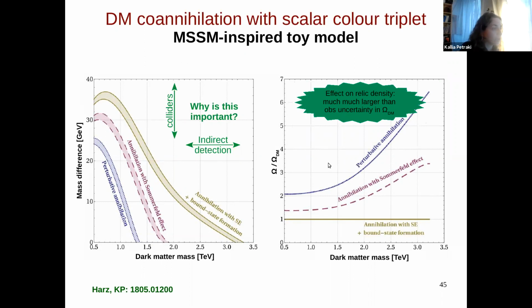And if we also care to tell how important this effect is with respect to the observed dark matter density, the width of the bands here is the 3 sigma experimental uncertainty in the dark matter density. And the effect on the dark matter density, you can see it on the right plot, and you can see it's of the order of a factor of a few.